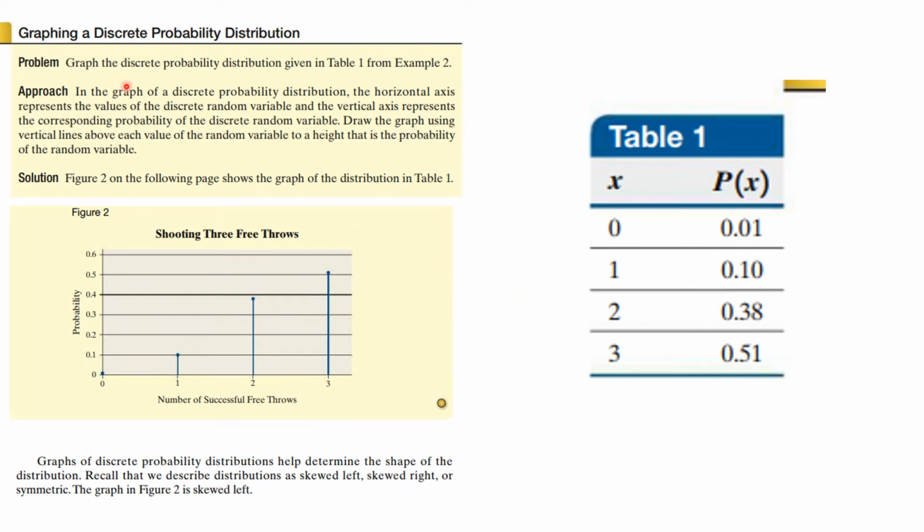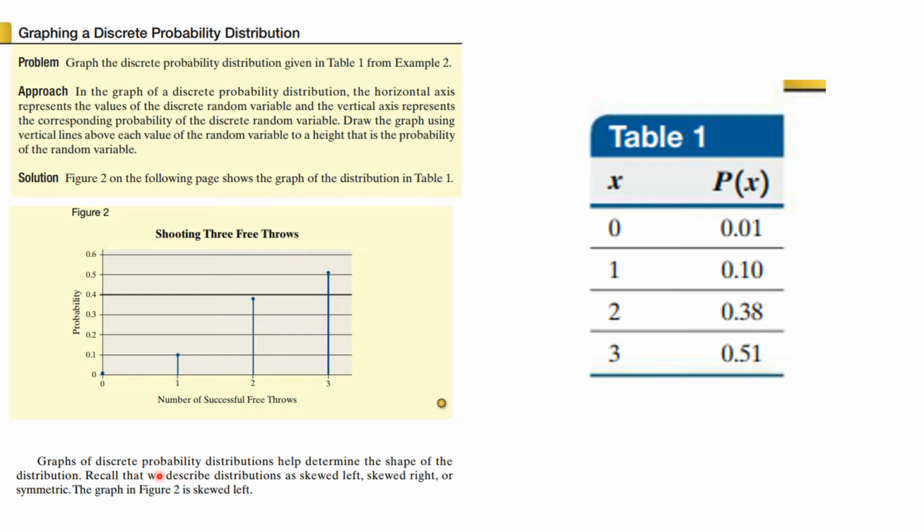We again can graph probability distributions, and we're doing the same table here. So that means at 0 we're going to be plotting 0.1. At 1 we're going to be plotting 0.10. At 2 we're going to be plotting 0.38, and at 3 we're going to be plotting 0.51.